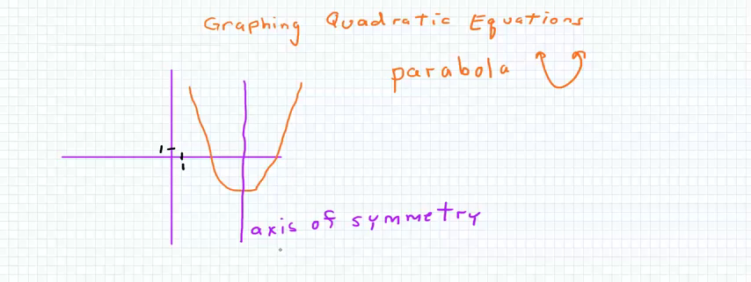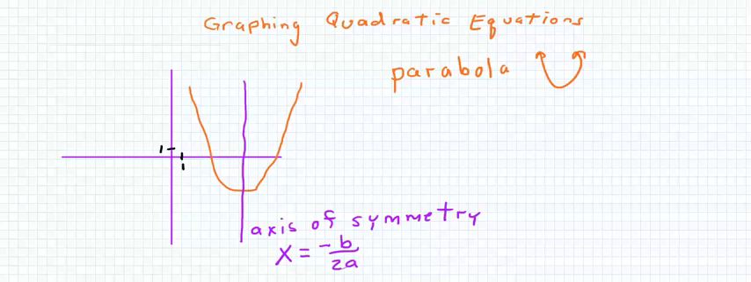The equation for this line, remember the equation of a vertical line is x equals something. It's x equals the opposite of b over 2a. Hopefully you remember that this is part of the quadratic equation. All right.